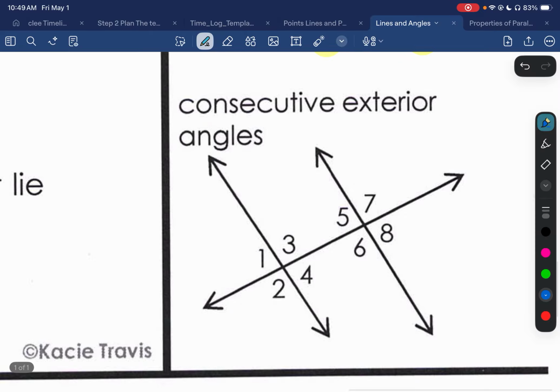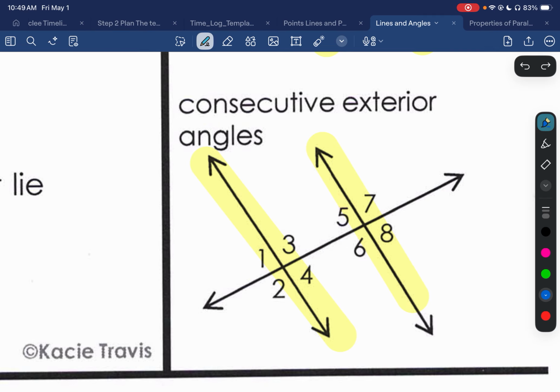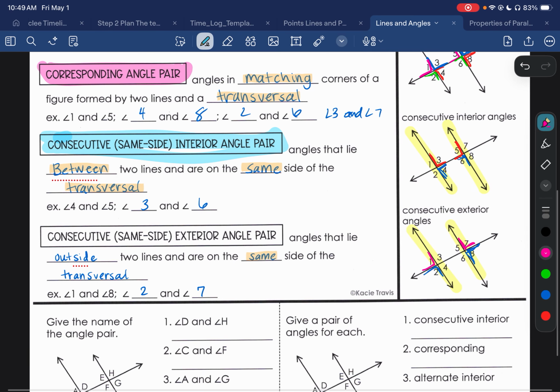Consecutive exterior angles. Consecutive means same side. Again, here are my parallel lines. We want to be on the same side of my transversal. So we're either looking at this side here by itself or that side. Now, exterior angles, consecutive, so that means like 2 and 8, because those are on the outside of my parallel lines. Or I'm looking at 7 and 1. Cool? All right.